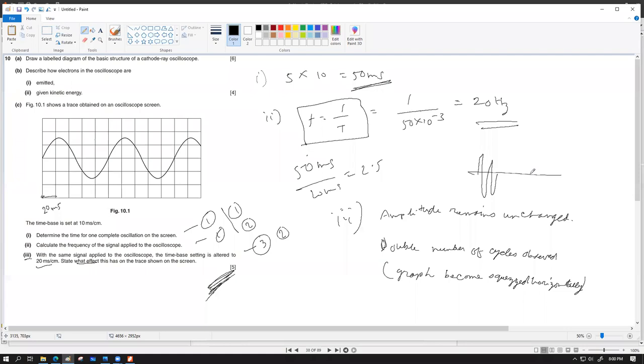Sir, can oscillation and vibration and waves mean the same thing? Or if they do not, then when to use which one?